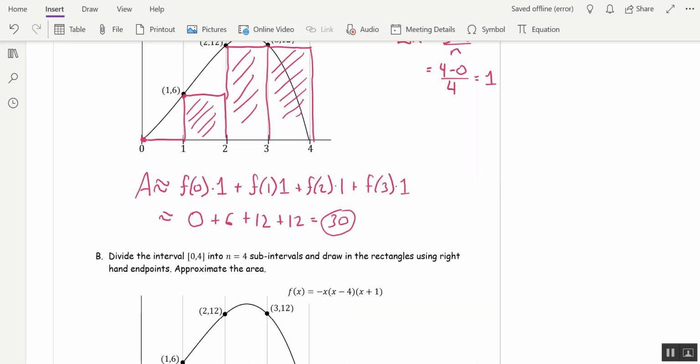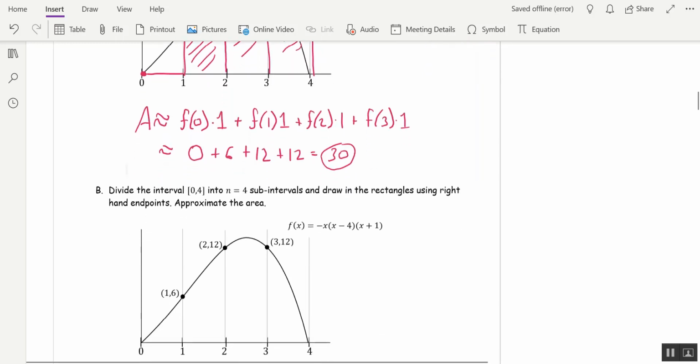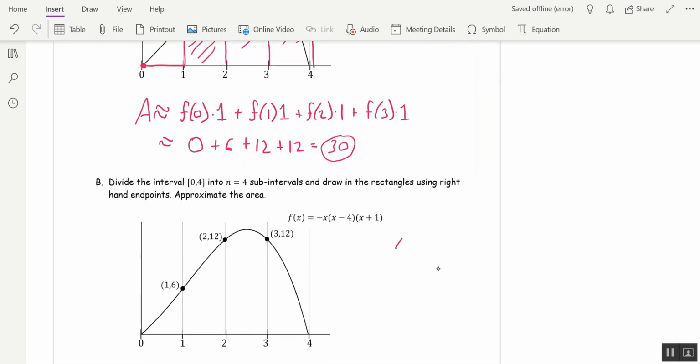Okay, let's do it again. Same picture, same function, same number of subintervals. So delta x is still 1. But now I want to use right endpoints. So the height of the first rectangle, instead of being 0, is going to be 6. So go to 6, draw across. There's your rectangle. Height of the second rectangle is going to be 12. Height of the third rectangle is 12.